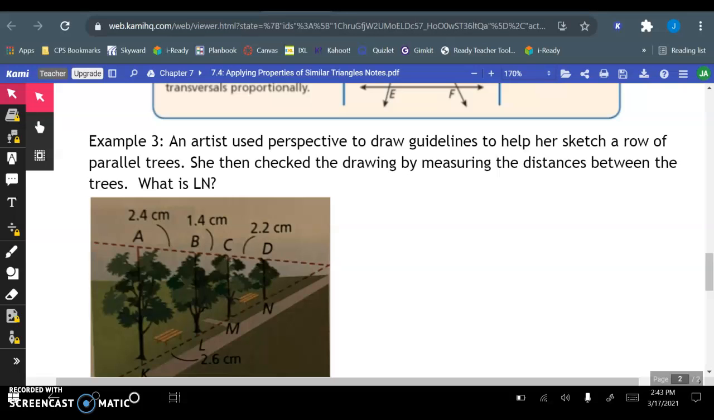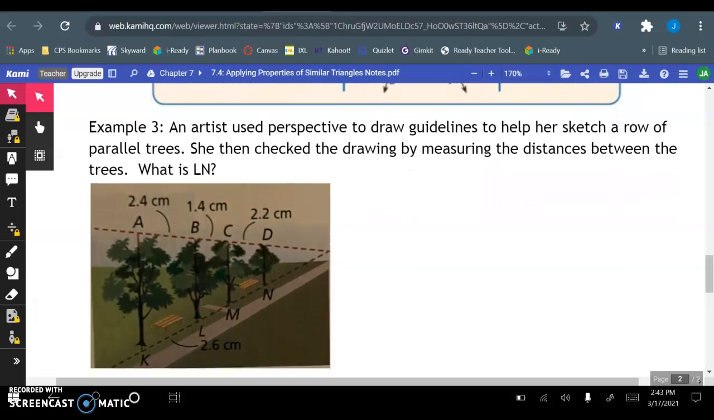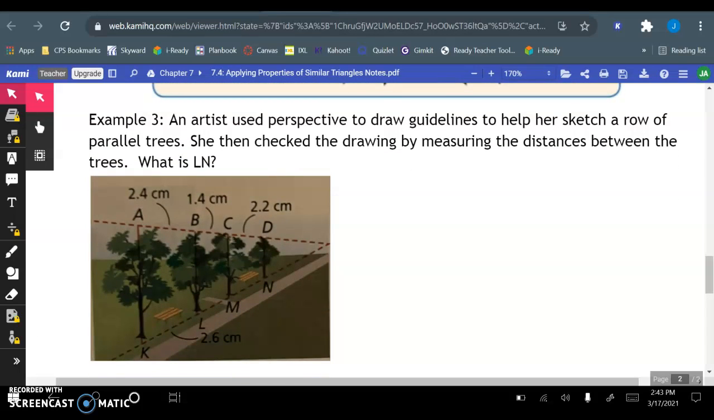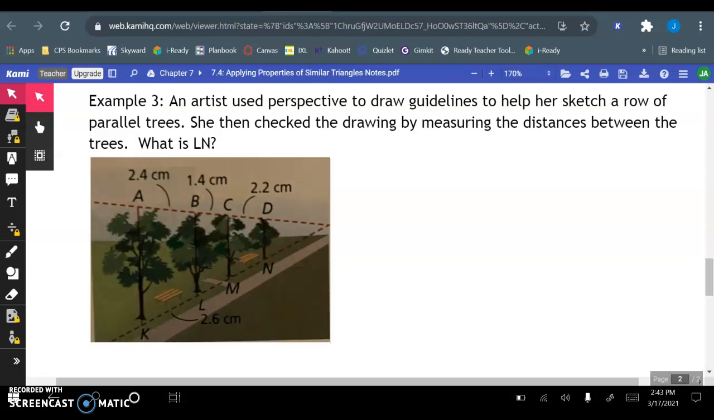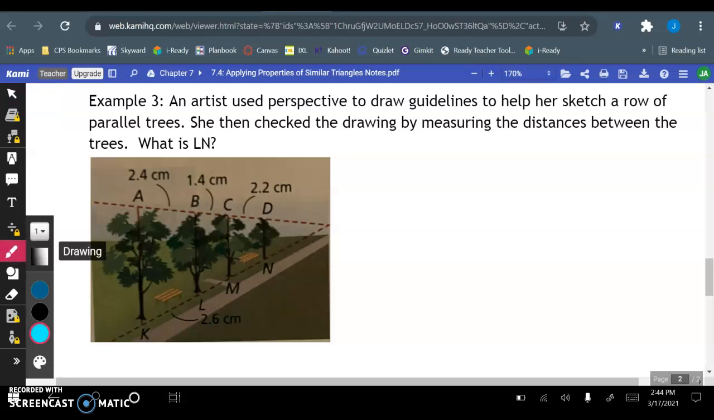So we are going to use that information here to do example 3. It says that an artist used perspective to draw guidelines to help her sketch a row of parallel trees. She then checked the drawing by measuring the distance between the trees, and they want to know what is LN. So the trees are our parallel lines. They're kind of difficult to see there, but there's these parallel lines right here.